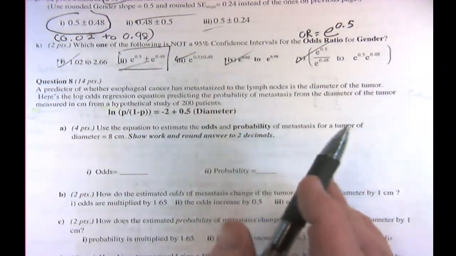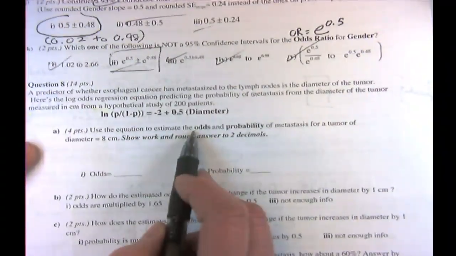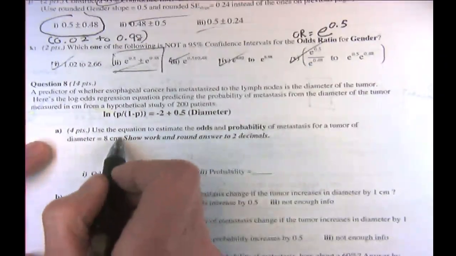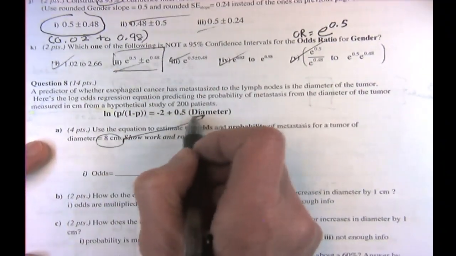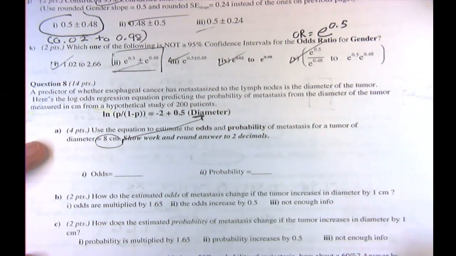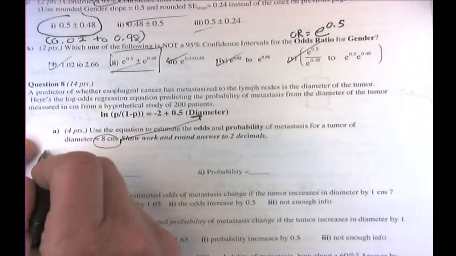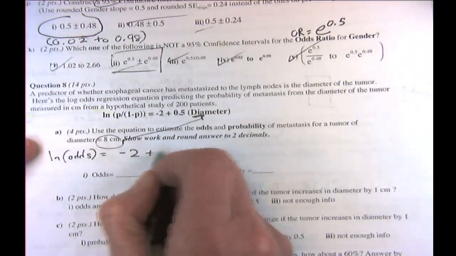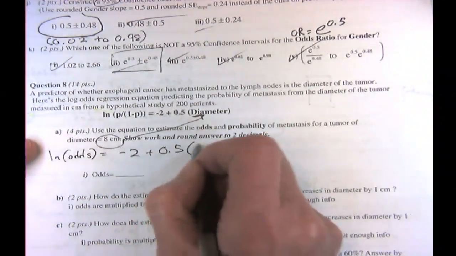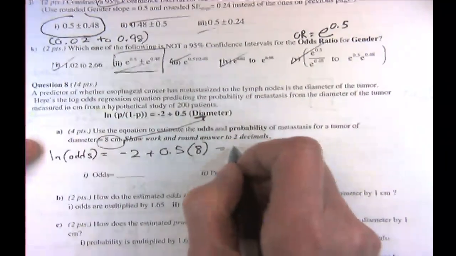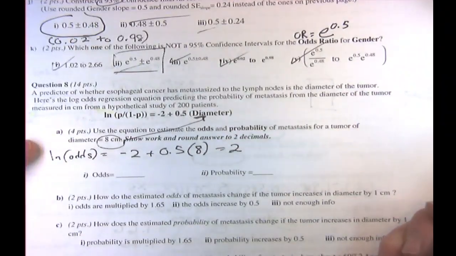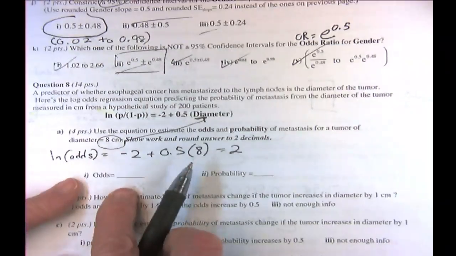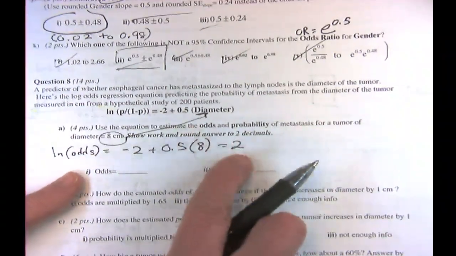All right. So now use the equation to estimate the odds and probability of metastasis for a tumor of 8 centimeters. So this is easy here. Just show work. We just plug 8 in there, and your log odds is equal to -2 plus 0.5 times 8. 4 minus 2, so that's 2. So that's the log odds. Oh, I didn't ask you to do that, I just asked you to do the odds. Well, that's the first step. You have to do that first.